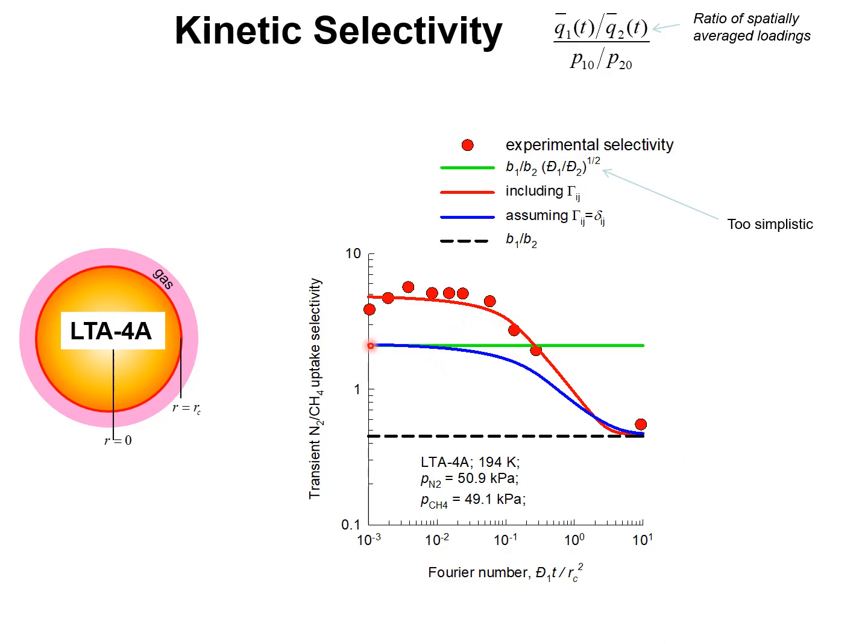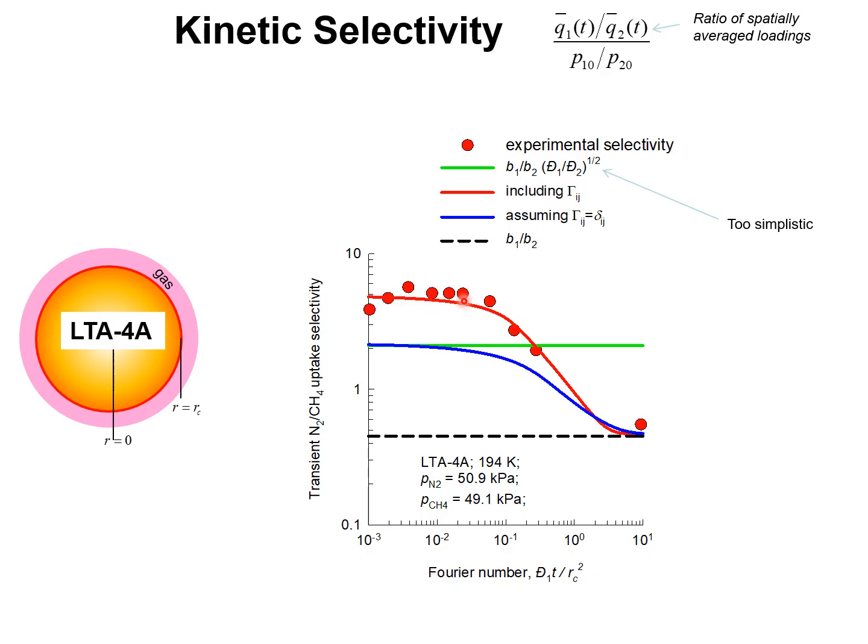For comparison, the green line shows the kinetic selectivity that is calculated using a formula that is often used in the published literature, being the ratio of the Langmuir constants for components 1 and 2 multiplied by the square root of the ratio of the diffusivities for components 1 and 2. As shown here, the experimental data for Hapgood lie about a factor 2 above the value calculated from this formula.